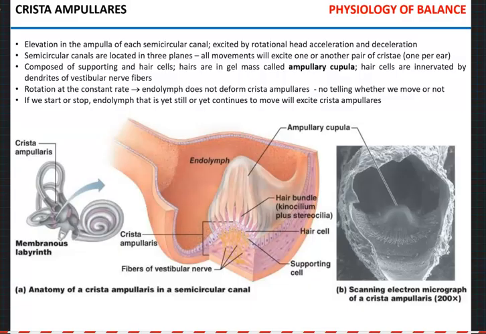Now what about semicircular canals? So within a canal, there is a semicircular duct.